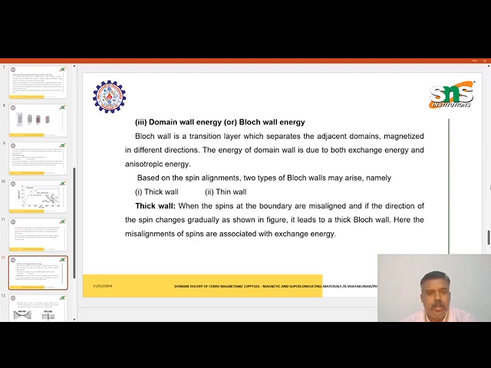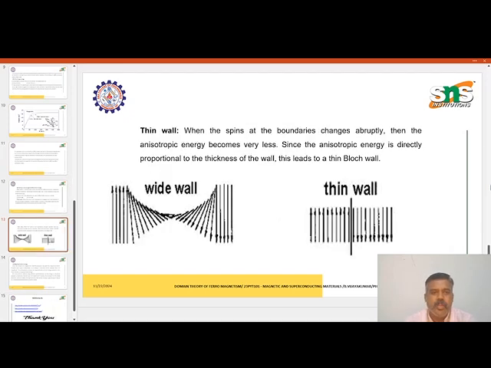In the thick wall, the spins at the boundary are misaligned, and if the direction of the spin changes gradually, it leads to a thick Bloch wall. Here the misalignment of the spins is associated with exchange energy, which is a potential energy. So the wide wall and thin wall, based on the exchange energy, involve a change of the direction of the dipole moment from one direction to another.